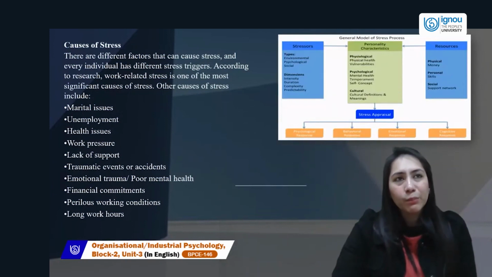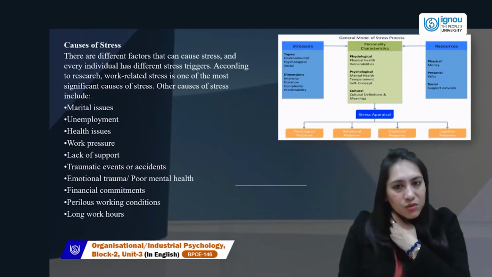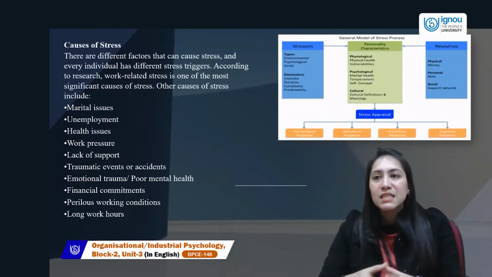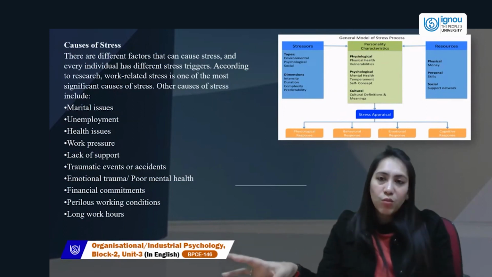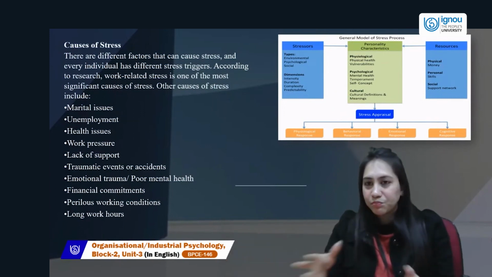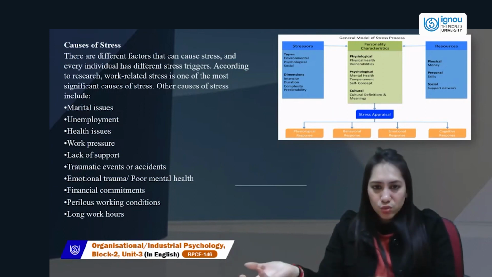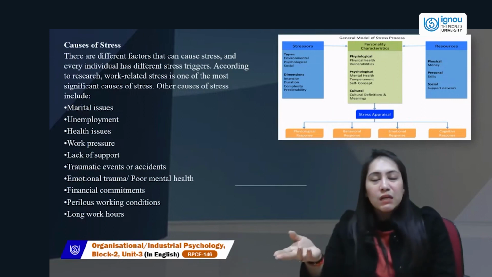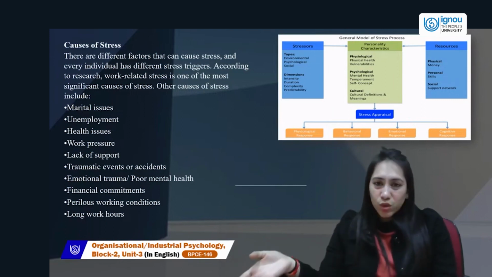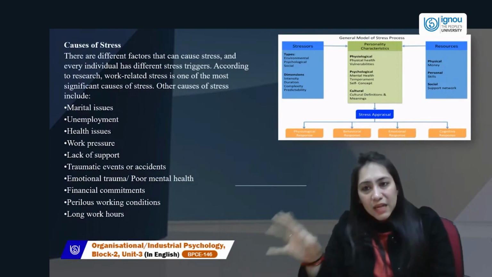So these were something apart that I spoke about work-related stress. See, this is a beautiful general model of stress process that I found. See, these are your stressors. Your stressors could be environmental, psychological, and social, which is coming from people's pressure on you. Psychological could be work overload. Environmental could be bad working condition, which leads to personality characteristics.